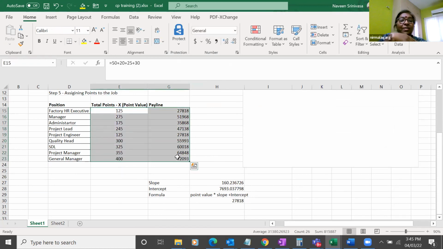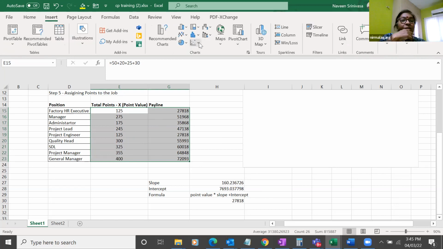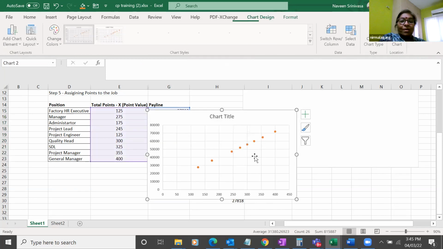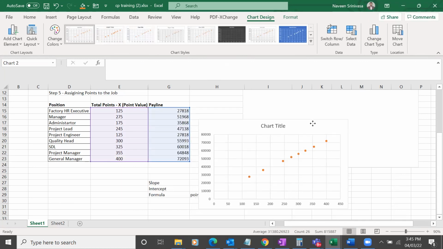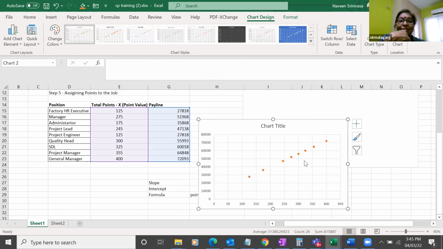And now insert and look at the diagram, how it will look. Insert, chart. Have you seen, sir? This is your salary. Got it? This is your salary.